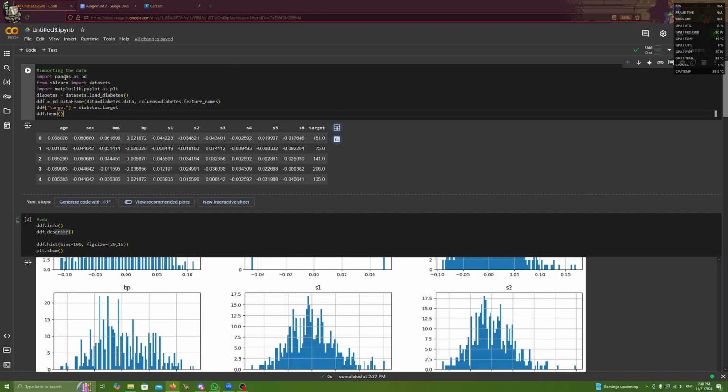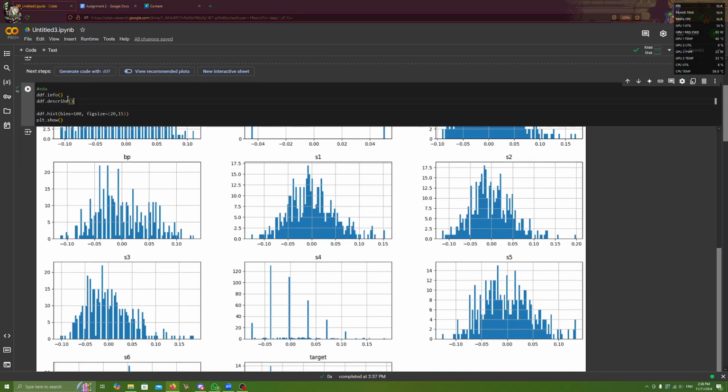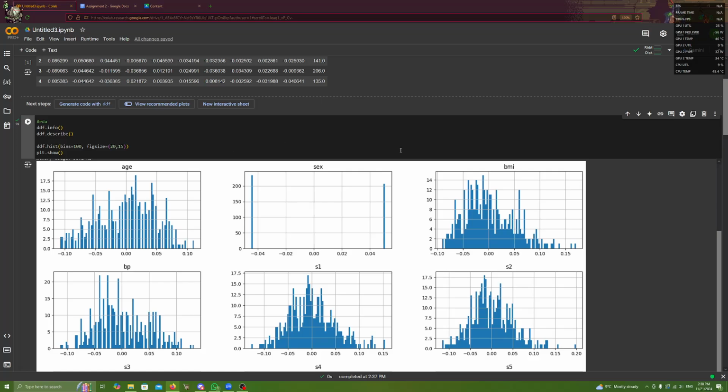So the very first thing we do is we import the data, and we can look at the data, see how it is displayed. Then we can perform EDA. We can get some info about the data. We can see that every entry is not null. We don't have any missing values. All the data is numerical, so we don't have to enumerate anything.